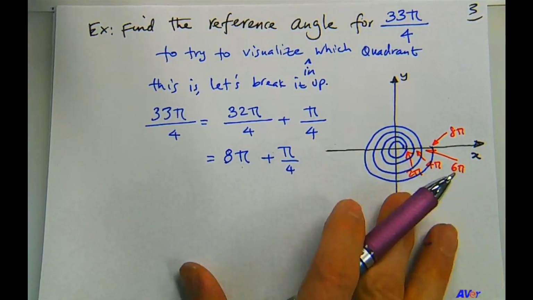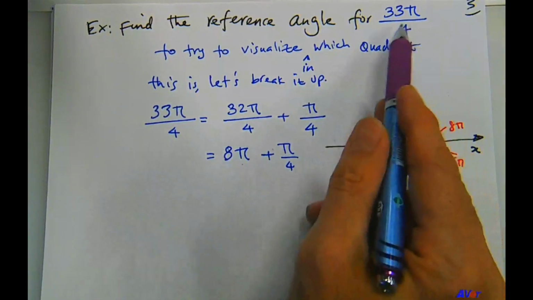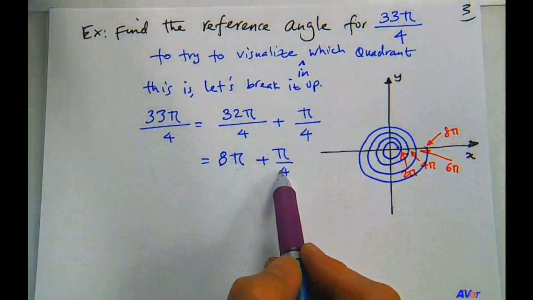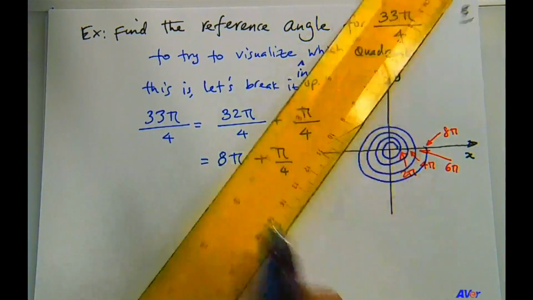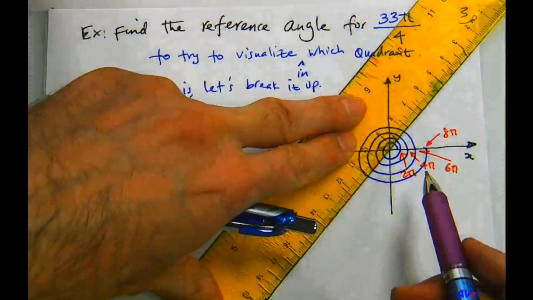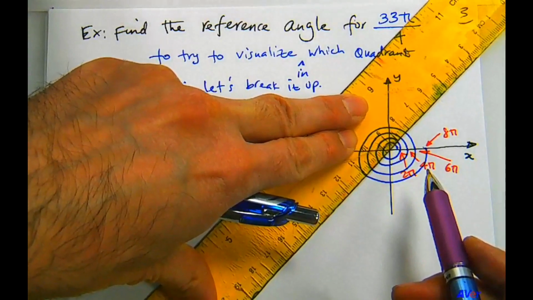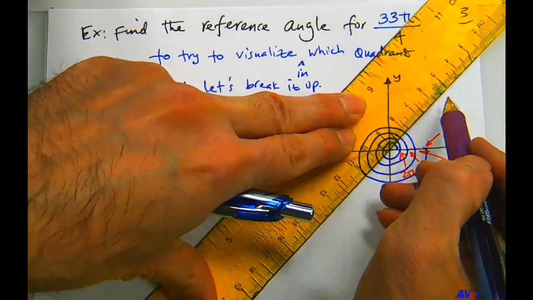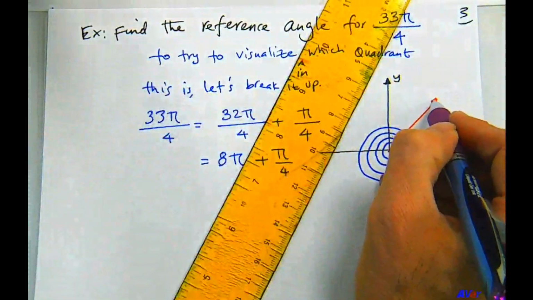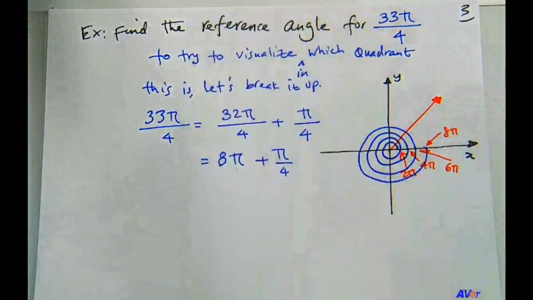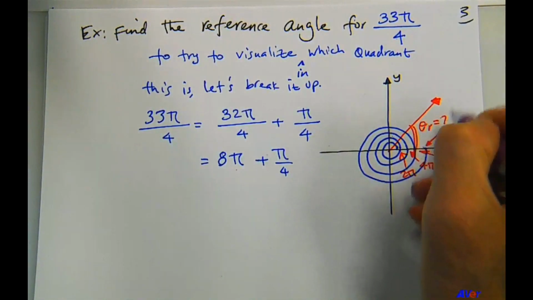But that's not where we stop, right? We have plus pi over 4. Because that's 33 pi over 4. So we have to go another pi over 4. If you go pi over 4, you end up being in the first quadrant, right there, like that. So that is the terminal side of that angle. And theta r is right there.